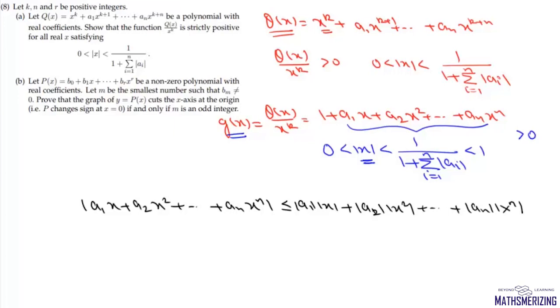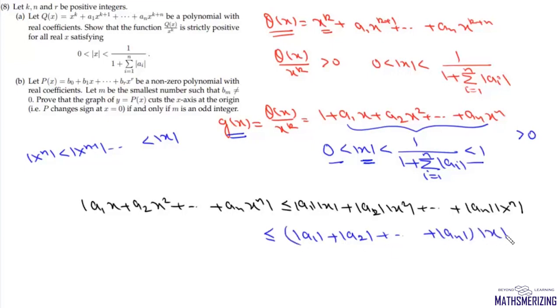Now we know that when a number lies between 0 and 1, then mod x to the power n is less than mod of x to the power n minus 1, and it is less than mod x. So that means this complete expression will always be less than or equal to mod of a1 plus mod of a2 plus mod of an into mod x.